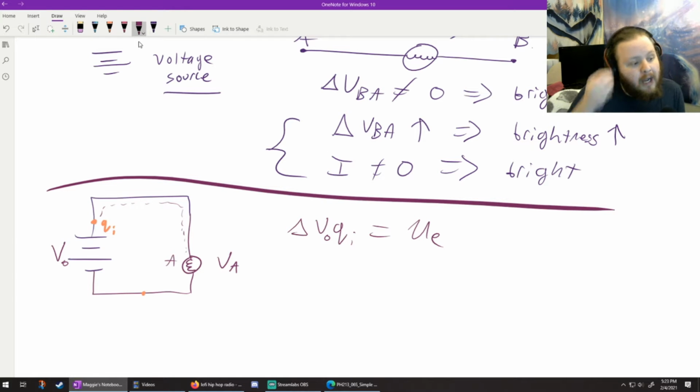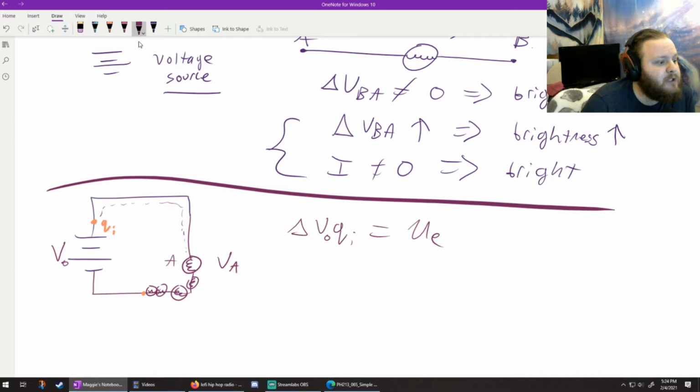As I place more and more light bulbs in the circuit, it makes sense that the charge is going to be interacting with more and more light bulbs. But this charge only has so much energy that it's been given from the battery. So even if I keep adding light bulbs, how much energy this charge has at the beginning and the end is fixed. It's given some amount of electric potential energy, U_E, which is just V naught times q_i.